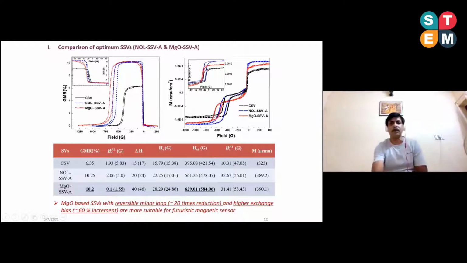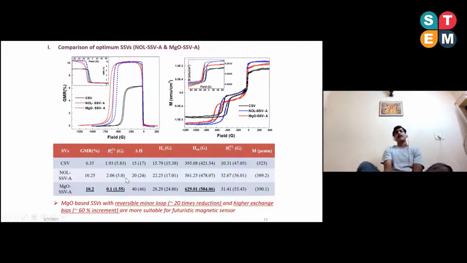If we see both the cases, now if we look at the hysteresis in the minor loop, what we observed in the case of the MgO system, both percentages are the same, but the hysteresis in the MH measurement is much smaller than in the case of NOL. In the MgO system, we got a hysteresis of 0.1 Gauss, which is very low in comparison to the NOL system, which is around 2 Gauss.